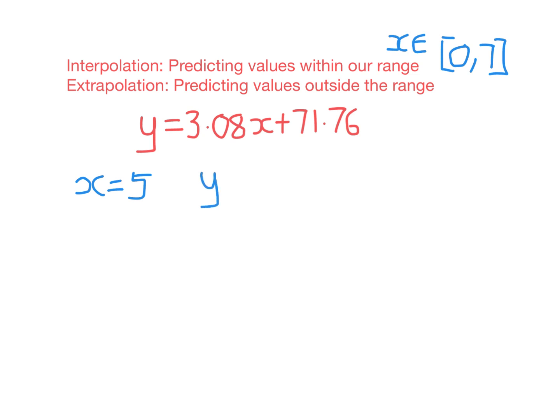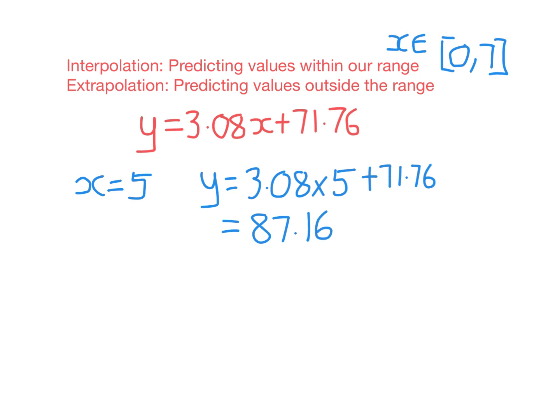So what we would get, y equals 3.08 times 5, I'm just substituting X for 5, plus 71.76. That gives us an answer of 87.16. That is, our model is predicting that if someone completes 5 hours of study, their exam result will be 87.16. It's just a prediction. Of course, it's not a causal link. It's not a guarantee. But this is an example of interpolation because we've used an x value within the range of values from our data points.